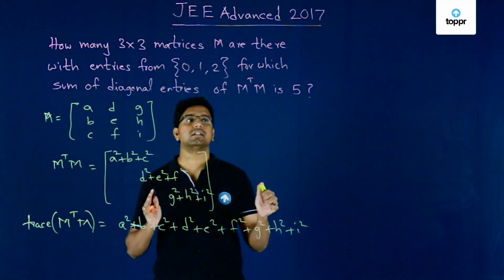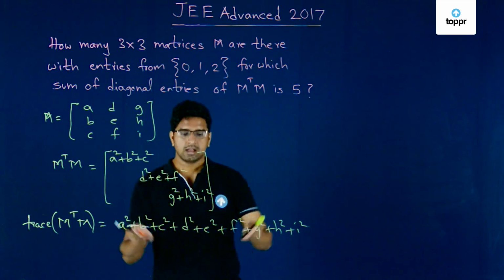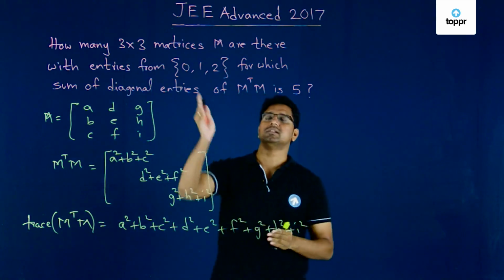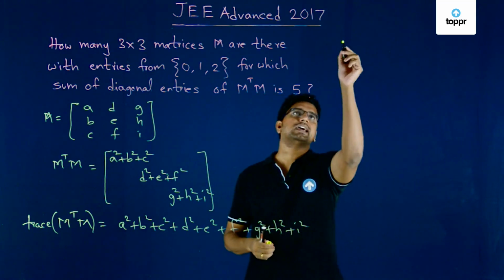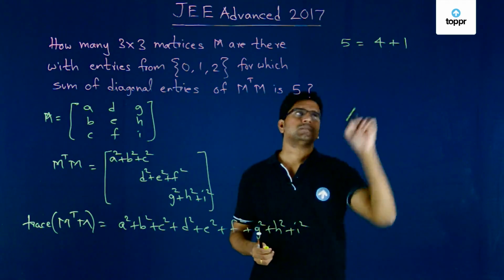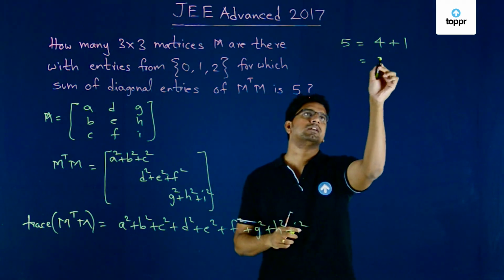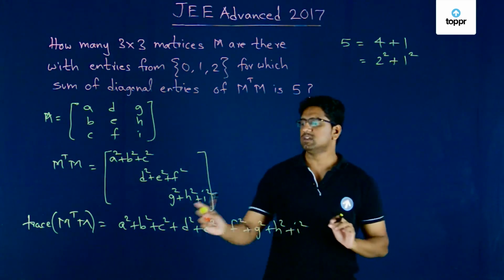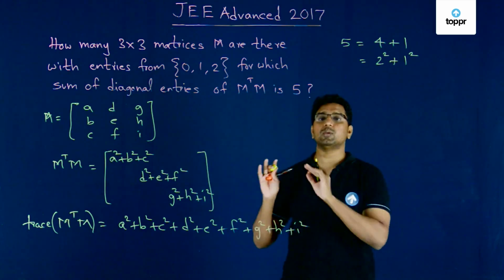As such, if nothing more was given, it would have been a difficult problem, but we know that the only values which A, B and C can take are from this small set consisting of 0, 1 and 2. So let's have a look at 5. How can it be written? 5 can of course be written as 4 plus 1. I have written the 4 because it can be written as 2 square. So 2 square plus 1 square, which means there is a possibility of choosing one of these elements to be 2 and one element to be 1 and all the rest to be equal to 0.